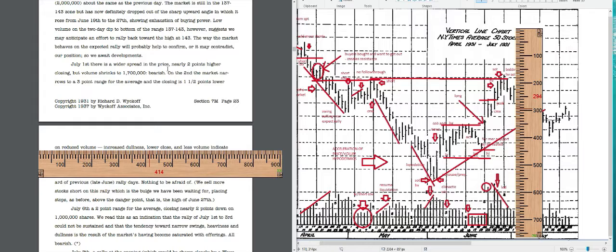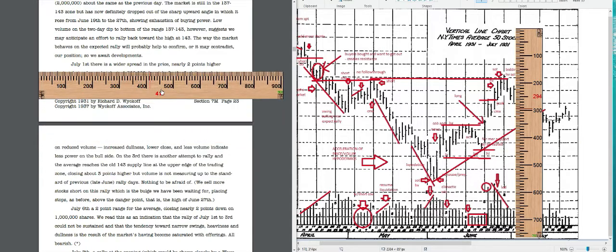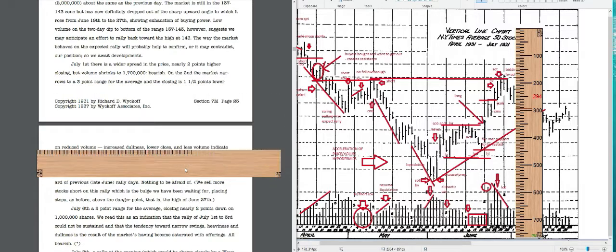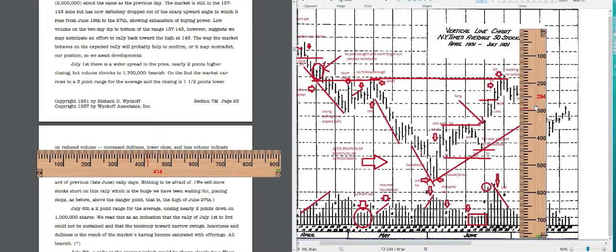what happened on the second? Yeah, on the second, the market narrows to a 3-point range for the average, and close is 1.5 points lower on reduced volume. Here, this I don't understand, because over here he says on the second, the market narrows to a 3-point range. All right, check.